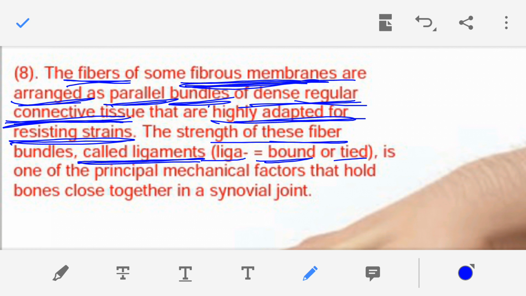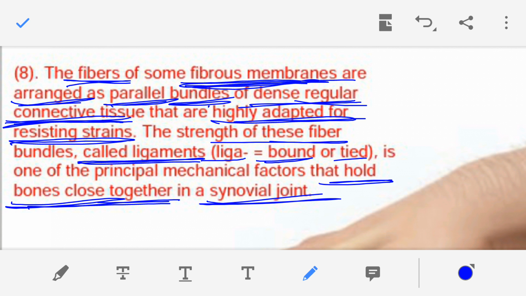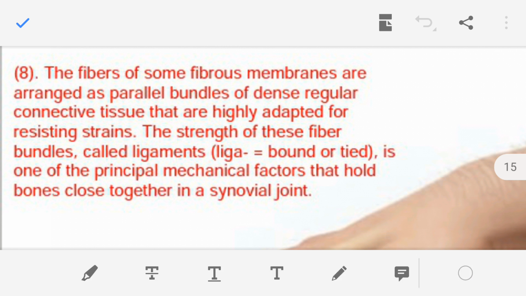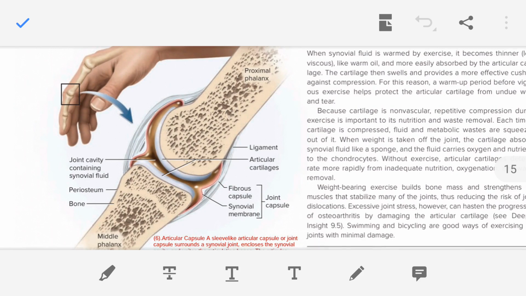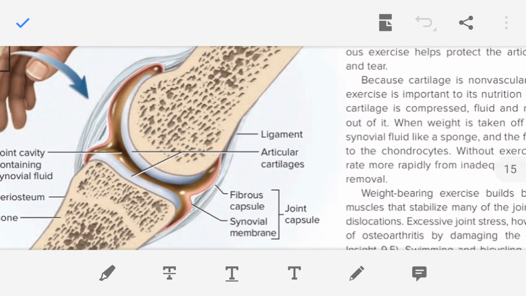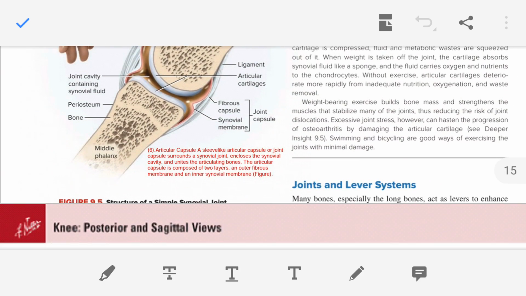They make the ligament, and the role the ligaments play is that they hold the bones close together in the synovial joint. That is the function of the ligament, holding bones close together in a synovial joint. So the eighth point was for the ligament. Now moving on to the ninth point.